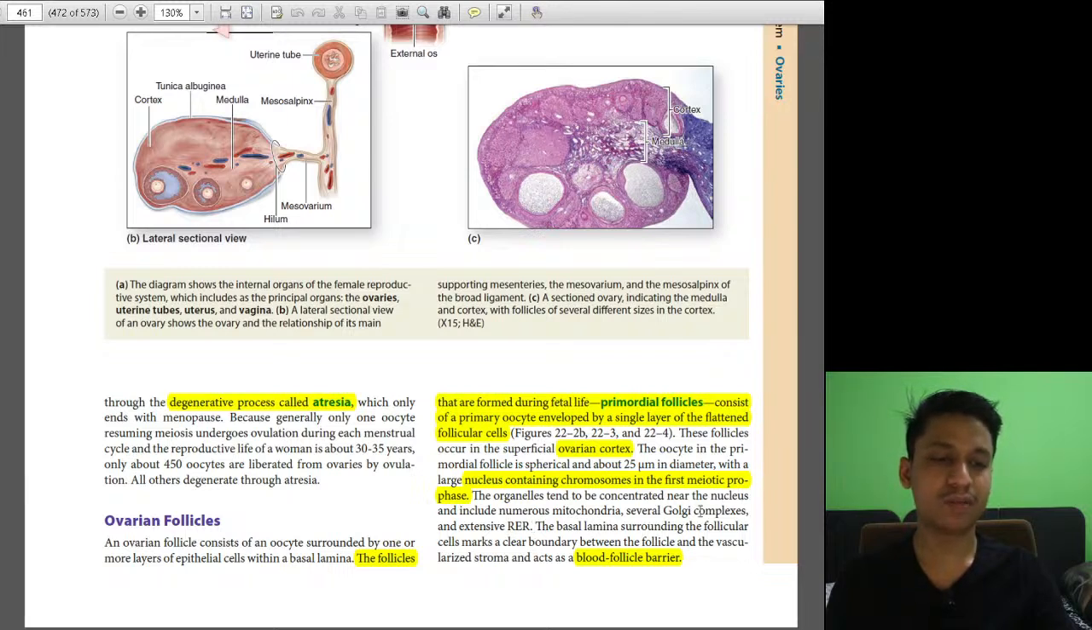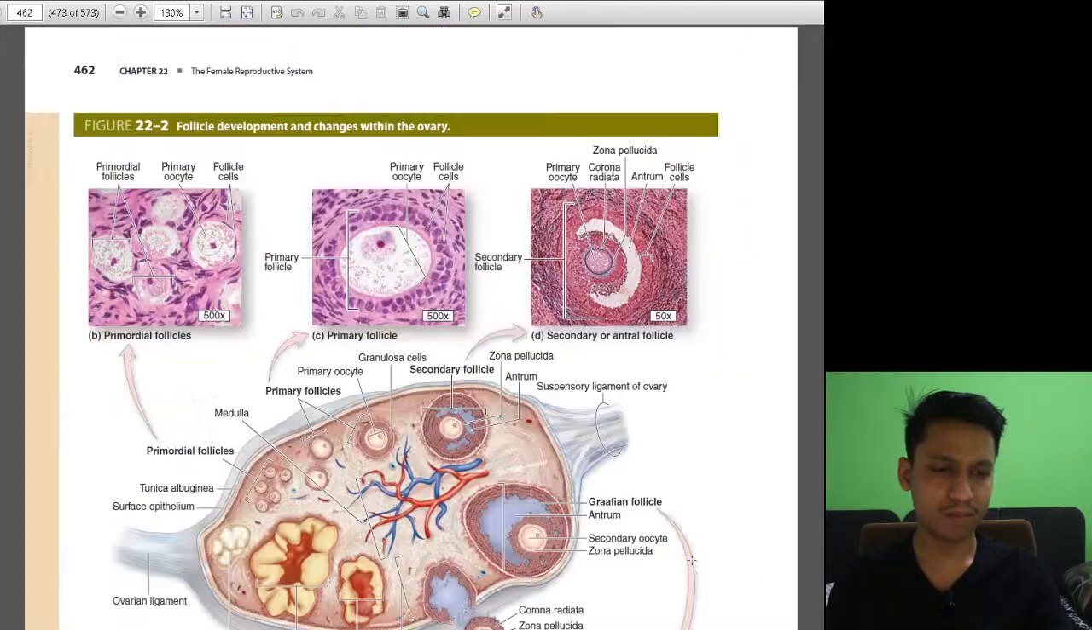The basal lamina surrounding the follicular cells marks a clear boundary between the follicle and the vascularized stroma and acts as a blood-follicle barrier. So this basal lamina surrounding the follicle marks the blood-follicle barrier. This is the blood-follicle barrier. Okay.